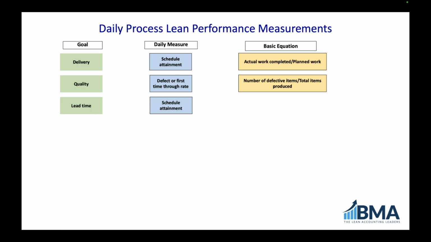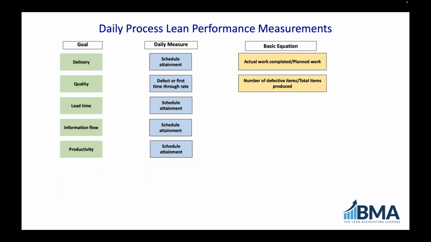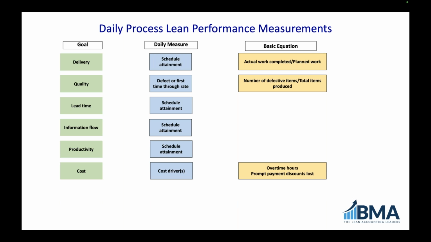Lead time, the goal of reducing lead time is really about meeting schedule attainment every day. Same thing is true for information flow and productivity. So schedule attainment is a very important measure in daily lean management for accounting. In terms of measuring cost, you want to look at the drivers of cost on a daily basis. Overtime hours. There might be some things like prompt payment discounts lost.